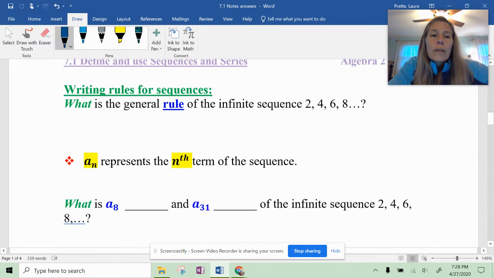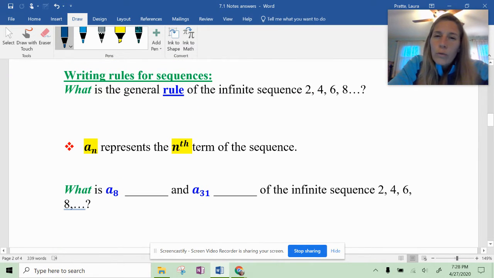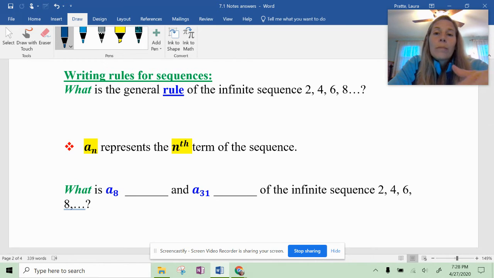So now if we were to do the opposite of that, so I was giving you the rules, which are like the formulas or the functions, and you would maybe just get the sequence and need to come up with that rule. So what's the general rule of the infinite sequence 2, 4, 6, 8?